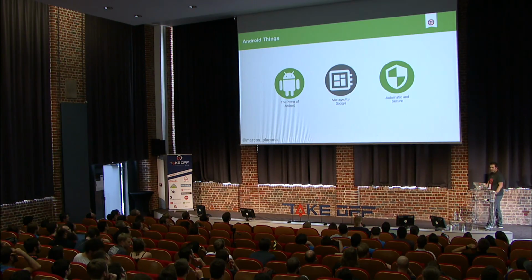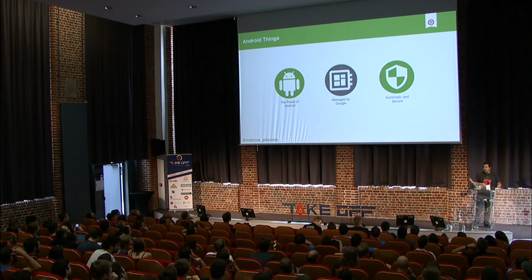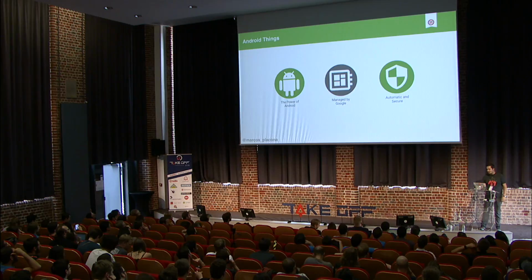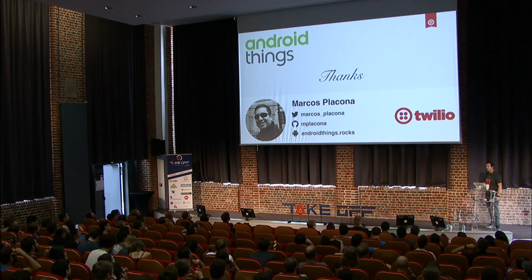Now, this is what Android Things is. It's the power of Android. It is managed by Google, and it's secure, which is the biggest problem with IoT. With that, I realize I'm a minute and a half over, so thank you very much.